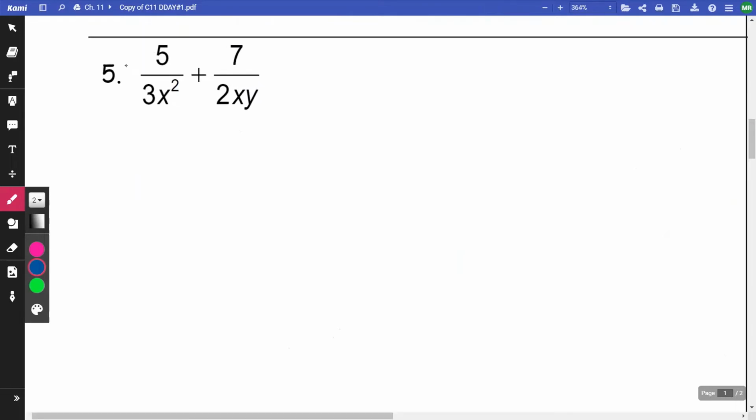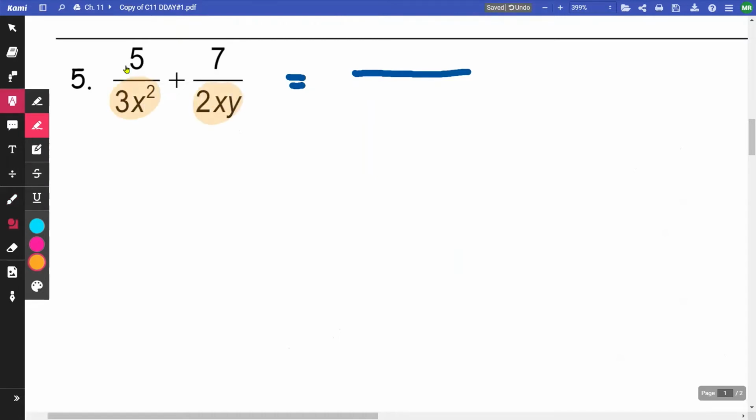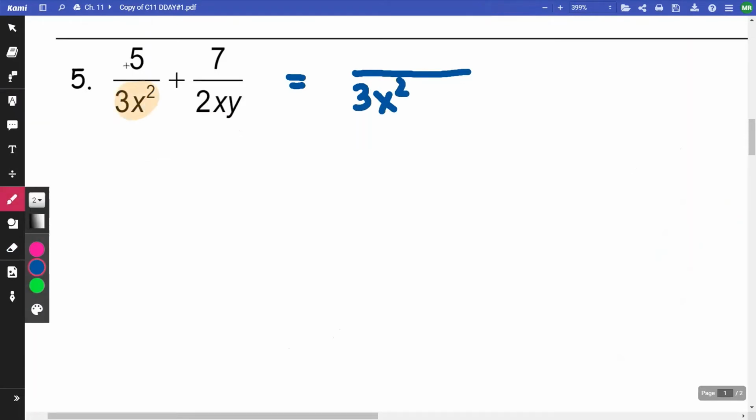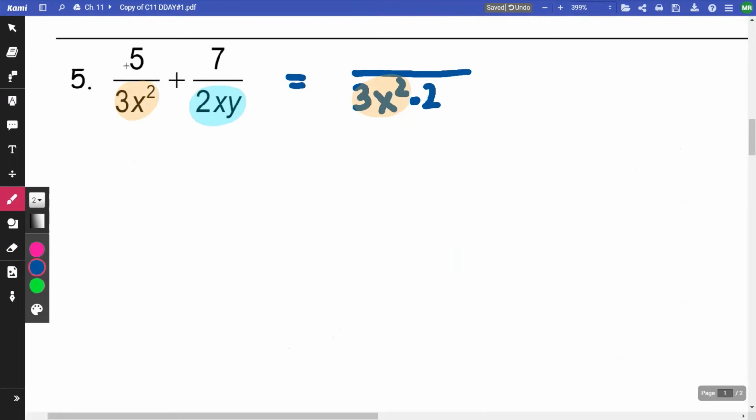On number 5, for something like this, I'm focusing on this and this, but what I'm going to do first is from this, I'm going to need a 3x squared. And so here's my 3x squared. From the other one, I'm going to need a 2xy. So I'm going to need a 2 because I don't have a 2. I don't need an x because I have an x right here in that x squared, so I don't need that. But I am going to need a y.